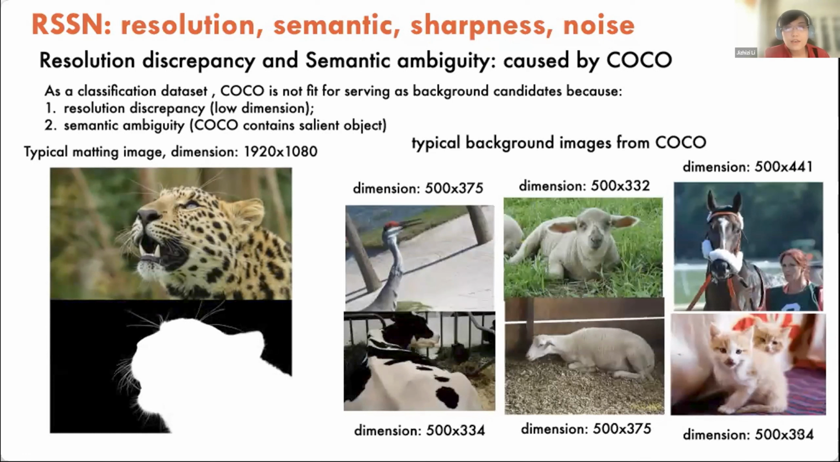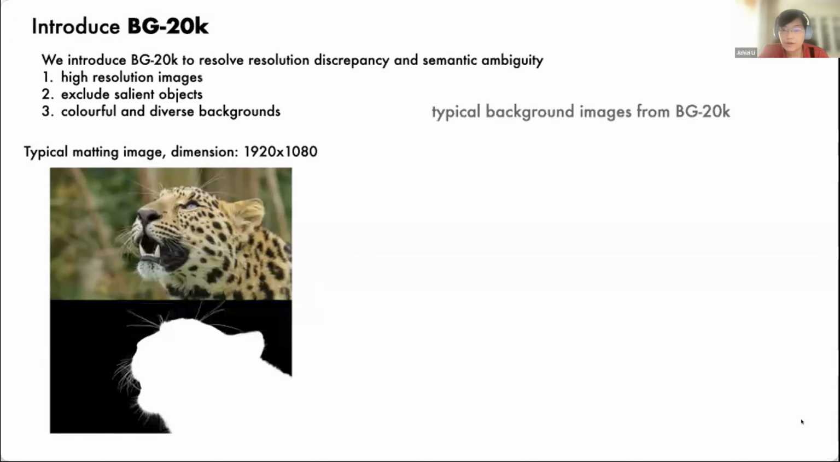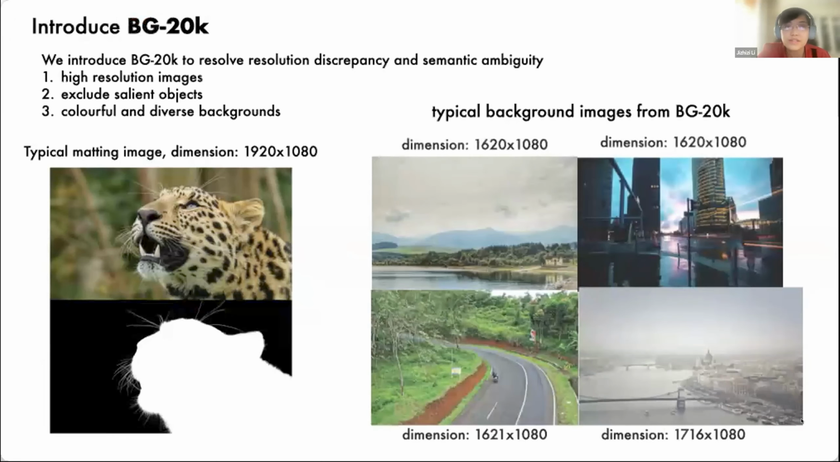Previous methods just paste the foreground from the image matting dataset onto a background from the COCO images. The resolution of a typical matting image is like 1000 times 2000, but the typical background image resolution is always like 500 times 300. So if we directly resize and paste them together at 1000 times 2000, there will be a lot of resolution discrepancies.